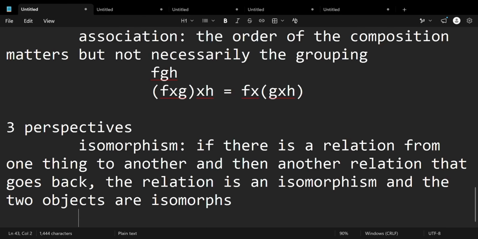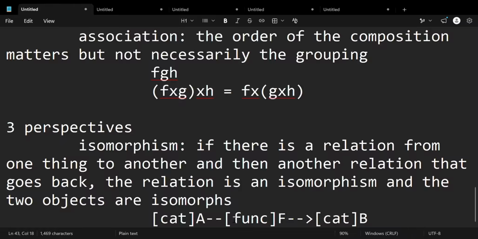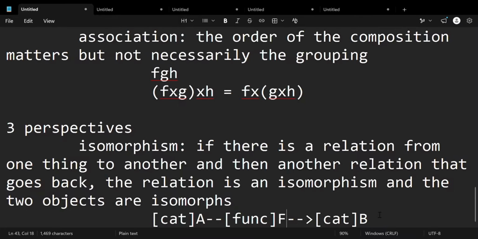What do I mean by this? Let's say we had a category, right? A category A that went to category B, right? And we had F. Do you remember what F needs to be to relate category to category? F is a functor, right? So we have functor F that relates category A to category B.